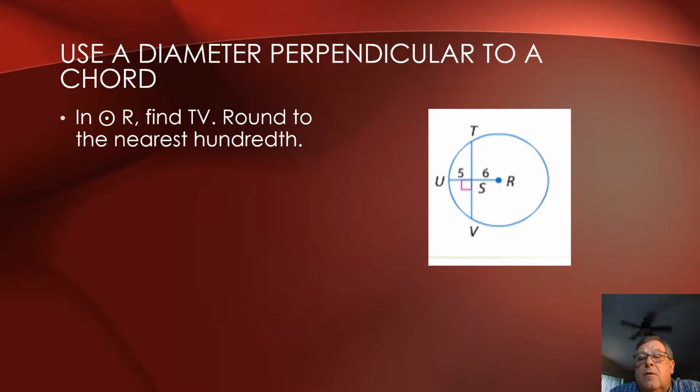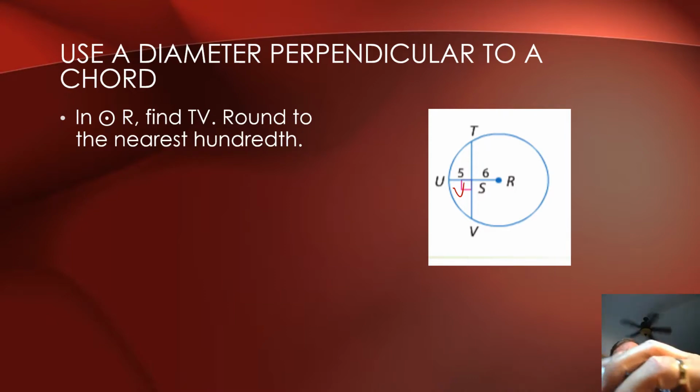I've got a radius here, RU, from the center of the circle to the endpoint U. It's bisecting that chord, and I know this because it's creating this right angle. If I've got one right angle, I've got four right angles since it's perpendicular. Now, the length of that radius is 11. How do I know that? From R to S is 6, and from S to U is 5, so from R to U it's 6 plus 5, so that radius is 11.